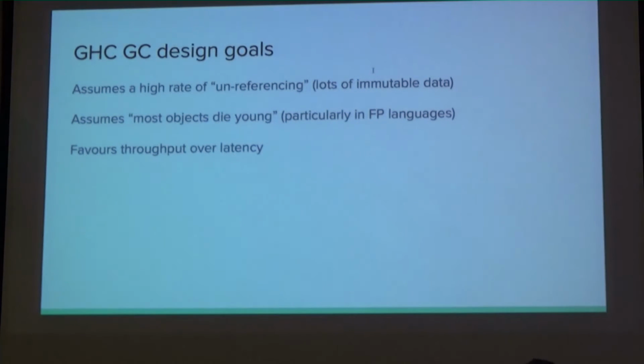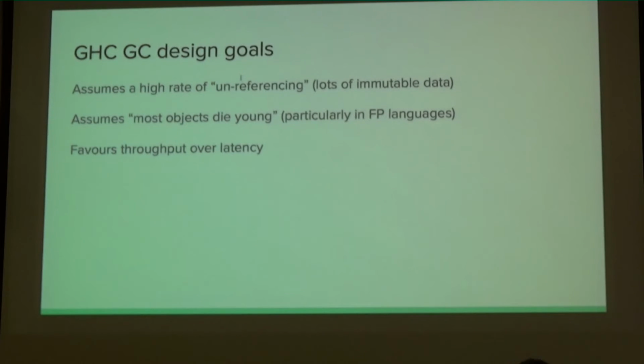So yeah, I wasn't sure what to call this. By unreferencing, I basically mean the rate that objects are dereferenced, but dereferencing can mean something very different, so I'm calling it unreferencing here. Because data is immutable by default in Haskell, you create a lot of garbage. So the proportion of live objects to the amount of garbage that's being created is quite high.